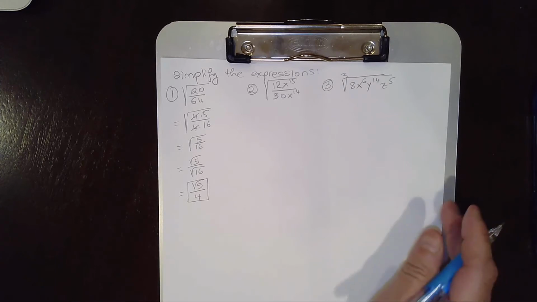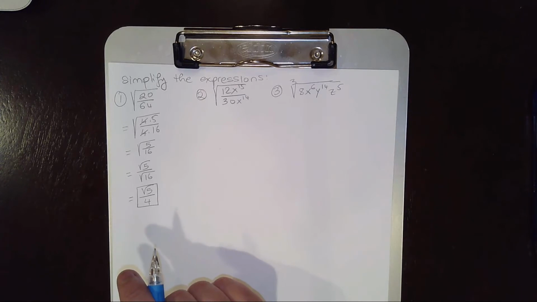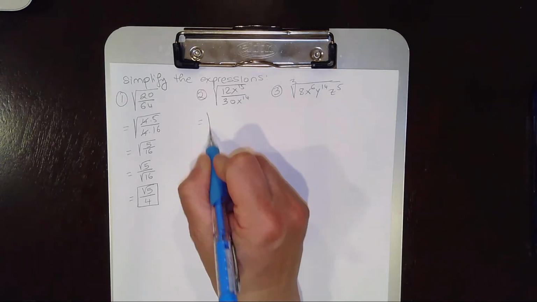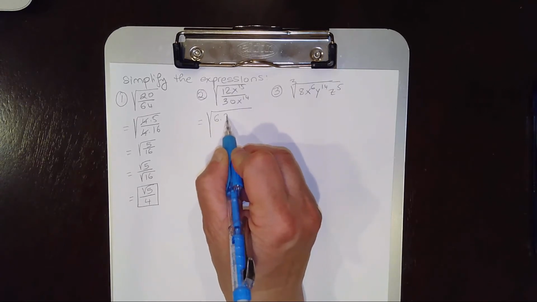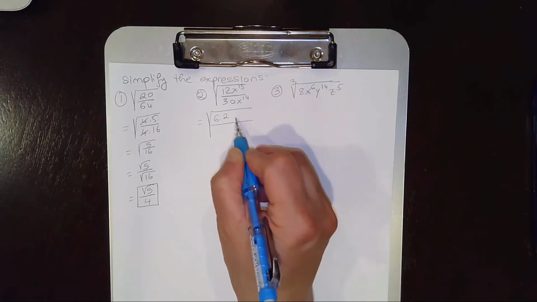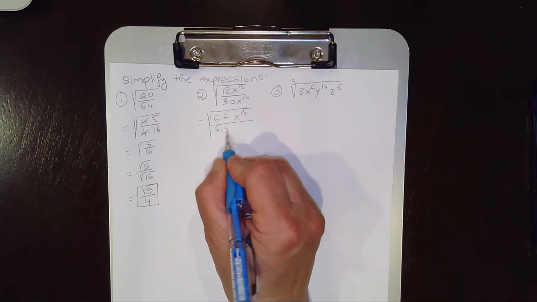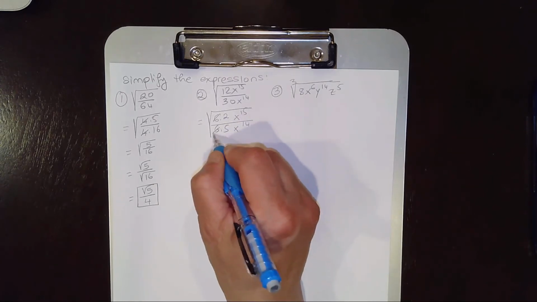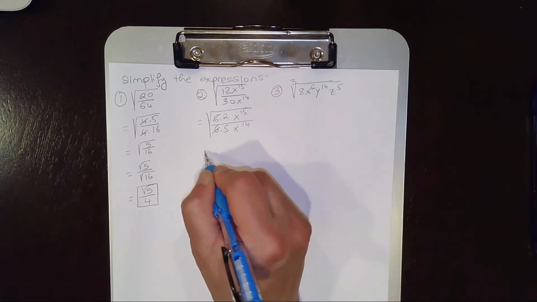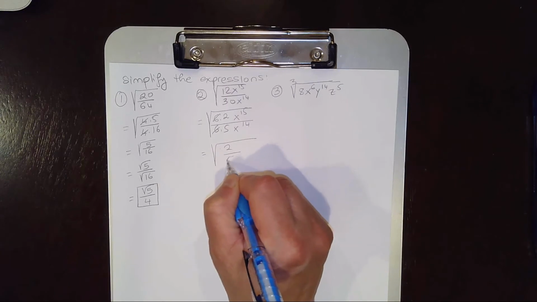Now number 2, we have the square root of 12x to the 15 over 30x to the 14. Let's see, we have the number part. 12 is 6 times 2, x to the 15. And then here 30 is 6 times 5, x to the 14. The 6 and the 6 cancel out. So you're going to end up with 2 over 5 for the numbers.